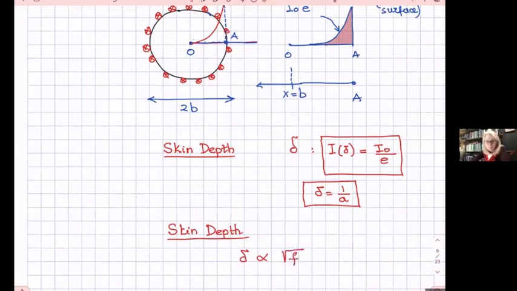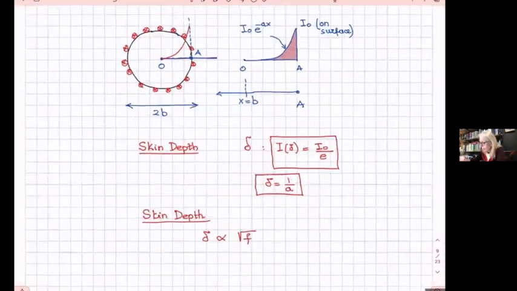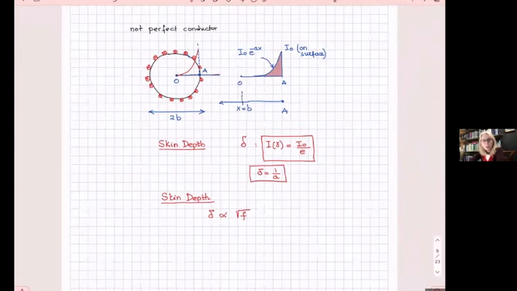What does that tell you? The higher the frequency, then what? The more the current goes inside the conductor. And what does that mean? If it goes inside the conductor, why do we worry about going inside the conductor? Because when the current goes inside the conductor, it starts increasing resistance. One of the characteristics of a conductor is the resistance.